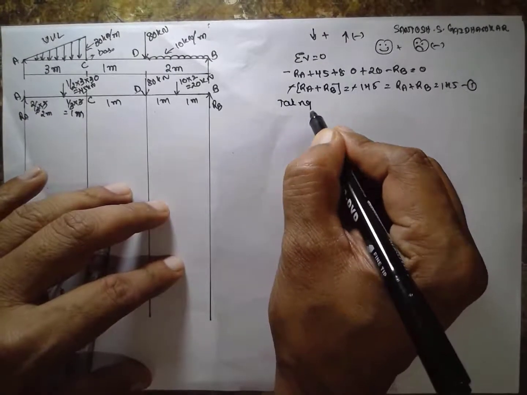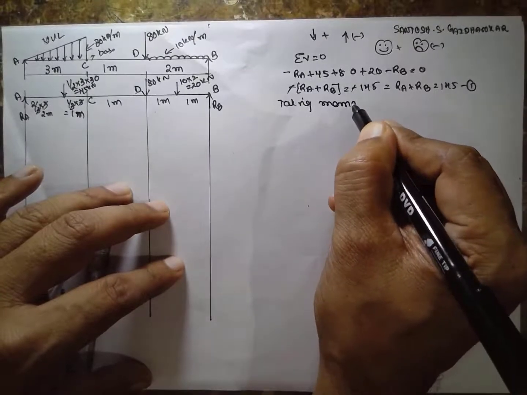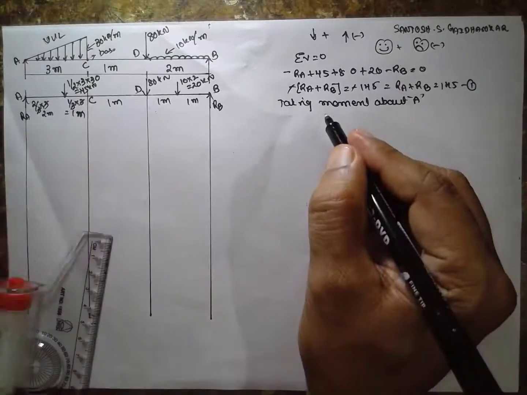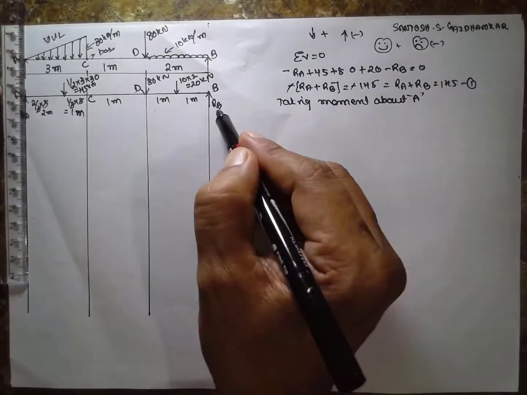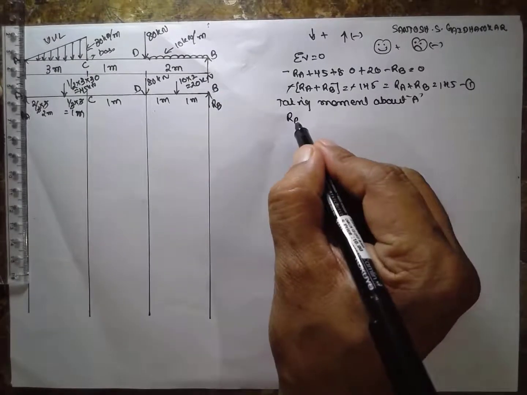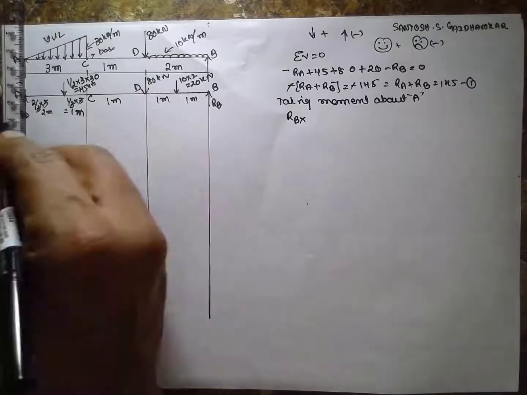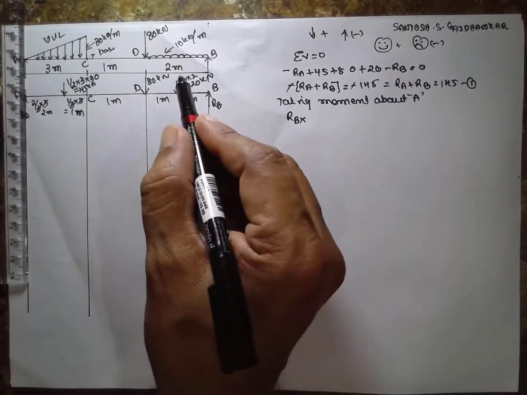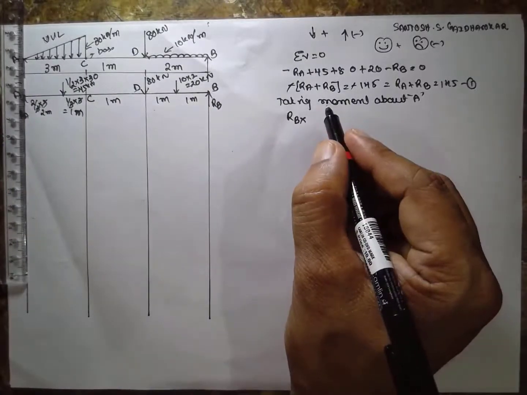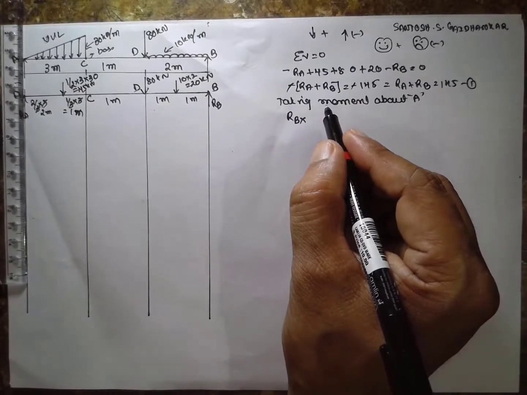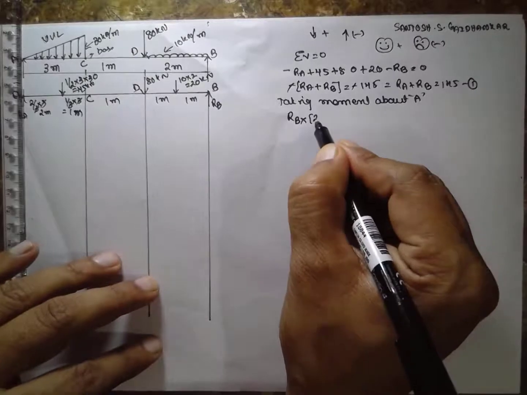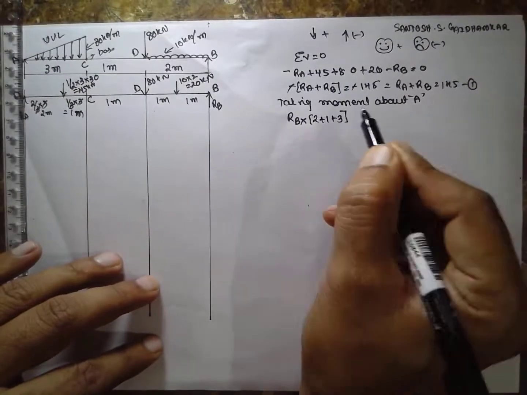Now taking the moment about A. RB is anti-clockwise, therefore positive. RB into total distance. The total distance you can write in this way, 2 plus 1 plus 3, that is 6.